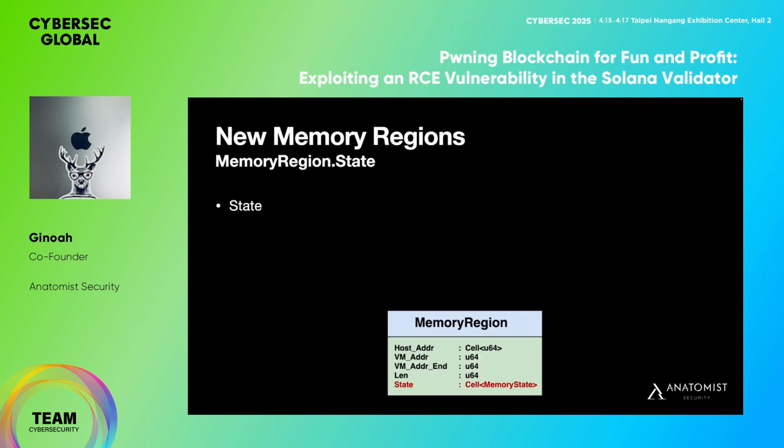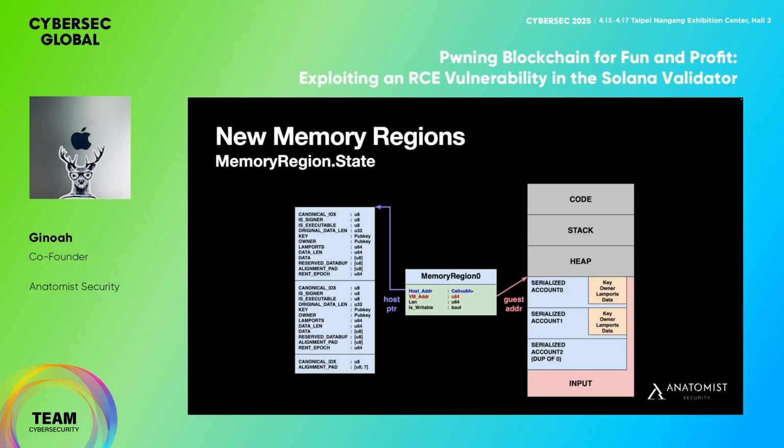Now, let's talk about the state field in the memory region. There's a state field in the new memory region structure that we haven't discussed yet. This field is crucial for permission checks on data writes. So let's see how it works. The readable and writable state correspond to the isWritable flag in the legacy memory region. Previously, the entire input section was marked as writable, as it contained both accounts that the program had write permission for and accounts it didn't. This meant we had to perform the data write check retrospectively when exiting the VM.